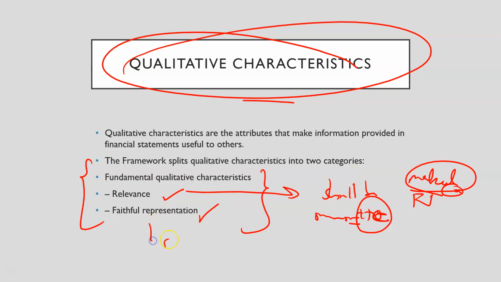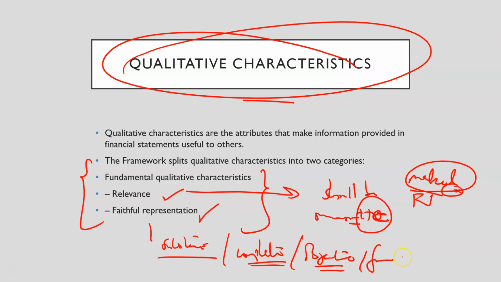Faithful representation is about substance. What is the substance of the transaction? Is everything there? It's like telling a story, isn't it? It's like someone says, give us an account of what happened. Are you objective? Have you told us the full story? Is it free from bias or error?